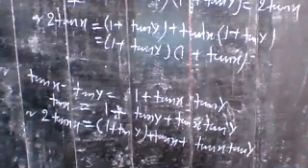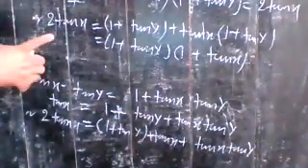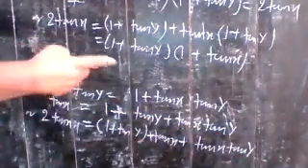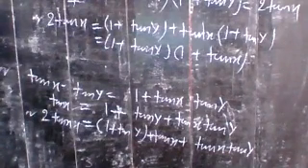Yes, noted. So here you prove that in this way 2 tan x is equal to 1 plus tan y into 1 plus tan x. Okay. Yes, right. Next question.